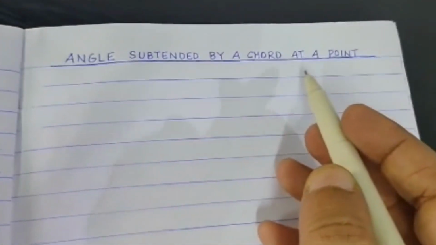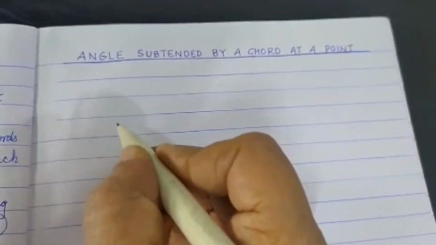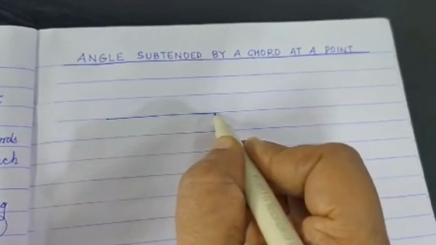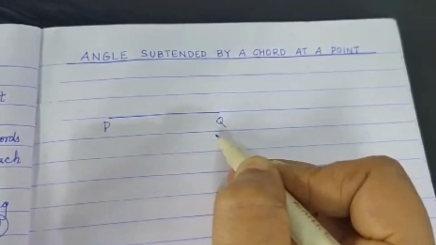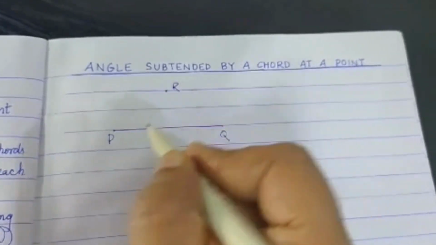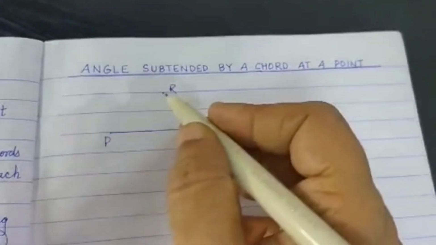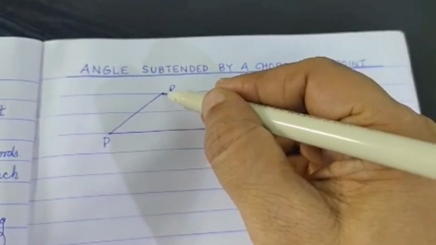Okay. So friends, let's start the topic. Today's topic, angle subtended by a chord at a point. First of all, let us take a line segment PQ, and let us take a point R not on this line segment PQ. Let us join PR and QR.